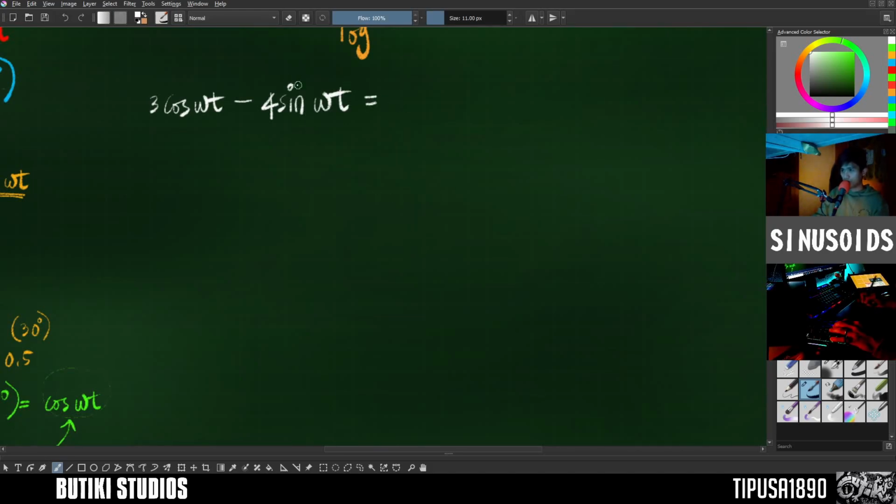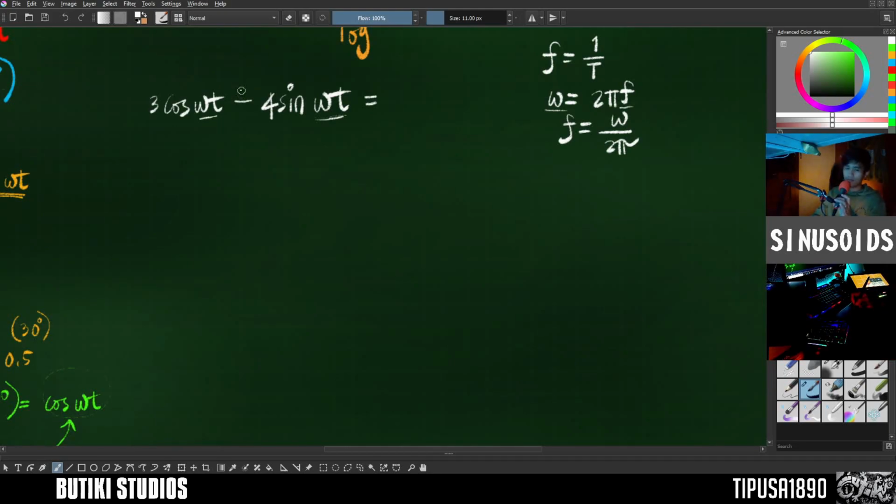So for here, the requirement is that it should have the same frequency. So how do we get frequency again? Try nyo to. So ang frequency is equal to 1 over t, or ang omega is 2 pi f. So directly proportional naman ang atong omega og f. So to get f, or the frequency, is just equal to omega over 2 pi. So here, as long as parehas sila omega, they will have the same frequency. That is the requirement here. You can do this as long as the same ang frequency.